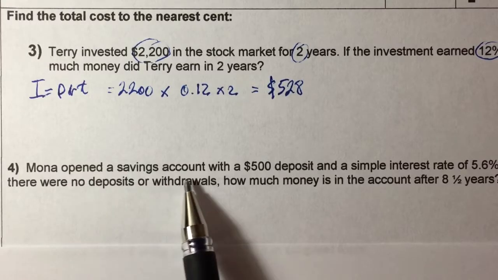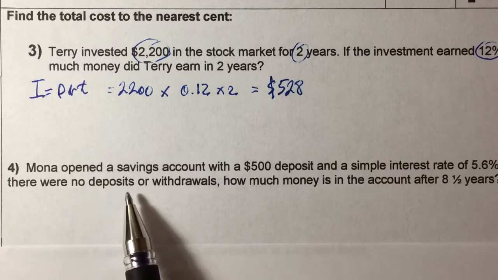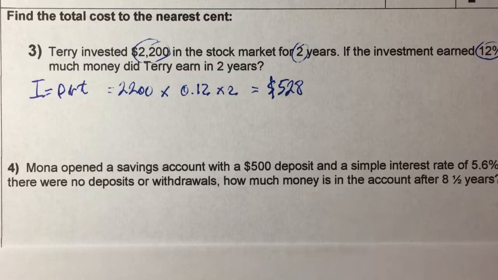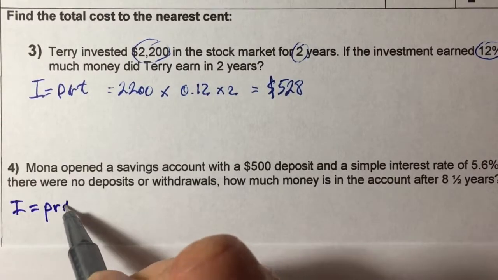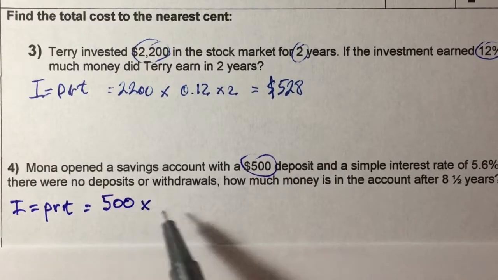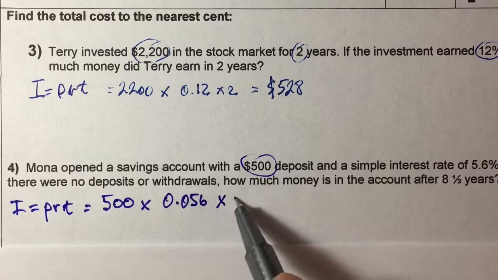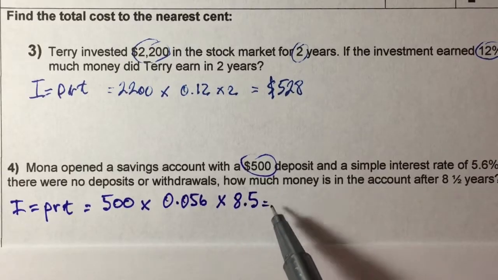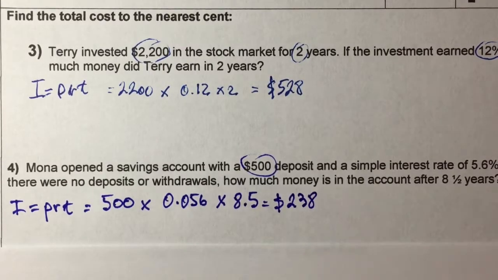Number 4, Mona opened a savings account with a $500 deposit and a simple interest rate of 5.6%. If there were no deposits or withdrawals, how much money is in the account after 8.5 years? Okay, same thing. Interest equals PRT. Let's replace. My principal is going to be $500 times the rate, 0.056 transformed to decimal, and the time, 8.5 years. I'm going to multiply this. I'm going to have $238 as interest applied for 8.5 years with a 5.6% rate.